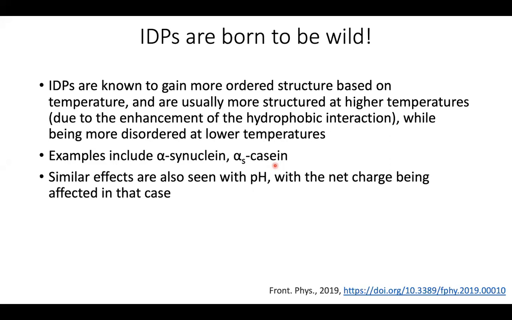A similar effect can also be seen with pH, with the net charge being affected in that case. If we try to alter the two main features that help in the formation of a disordered protein, one was a high net charge, and the other a low hydrophobicity. If you try to increase the hydrophobic interaction, or play around with the pH such that you reduce the high net charge, then IDPs might have some tendencies to fold.